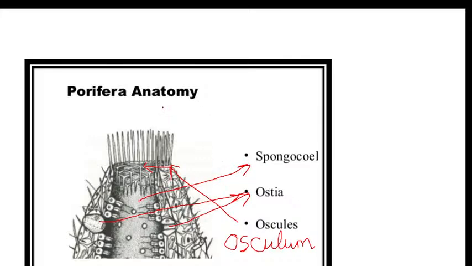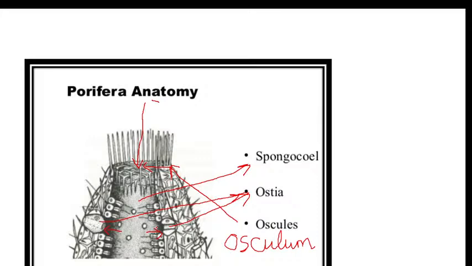Water will enter through the osculum. Water osculum വഴി ബോഡിയുടെ അകത്തേക്ക് എൻ്റർ ചെയ്യും. എൻ്റർ ചെയ്തതിന് ശേഷം it reaches the spongocoel. Spongocoel എത്തിയതിന് ശേഷം it will move out of the body through the ostia. So, water comes like this and water will go out of the body through the ostia. These three terms you have to keep in mind always. Openings on the surface of the body of sponge are called ostia throughout the body.